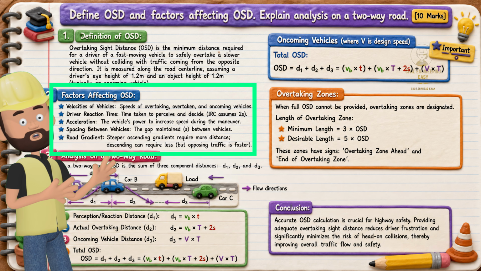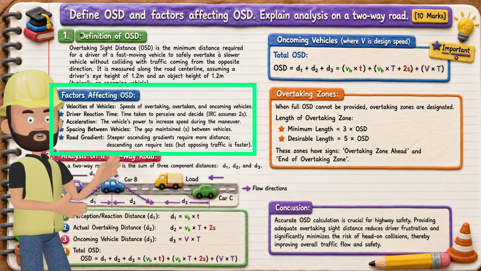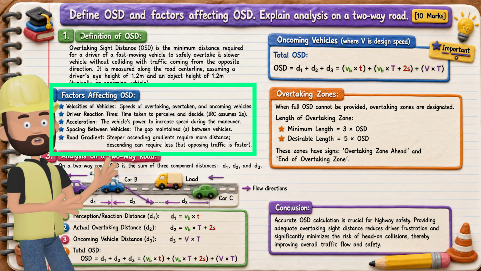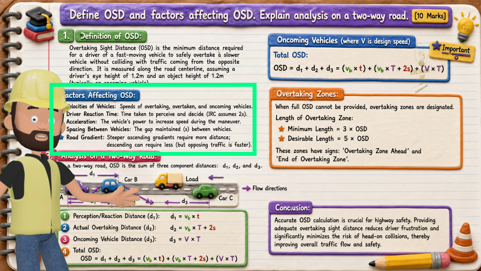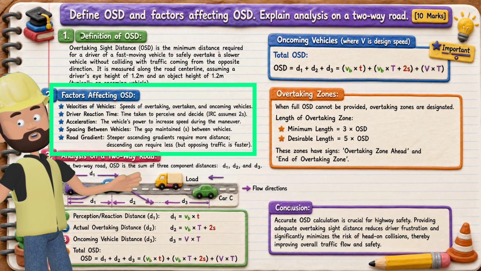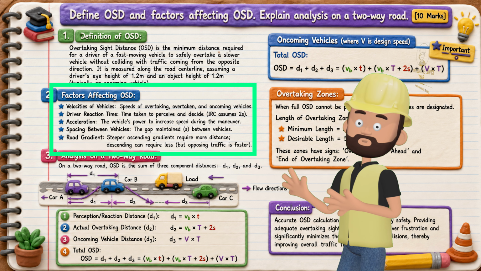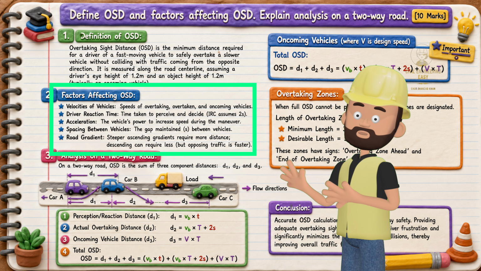Factors affecting OSD. Now, several factors influence the overtaking sight distance. This is a very important section, so pay close attention. First, the velocities of vehicles. This includes the speeds of the overtaking vehicle, the vehicle being overtaken, and the oncoming vehicle.